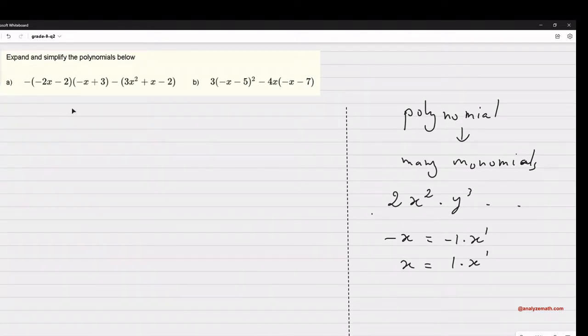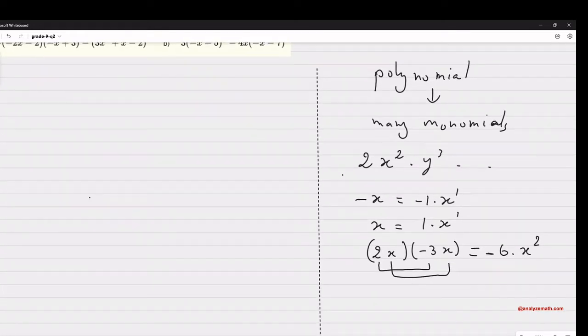Now, to multiply polynomials, we need to know how to multiply monomials first. So let's do an example. 2x multiplied by negative 3x. I multiply the 2 by negative 3. That gives me negative 6. And then I multiply the x by x. That gives me x to the power 1 plus 1, that gives me x squared.